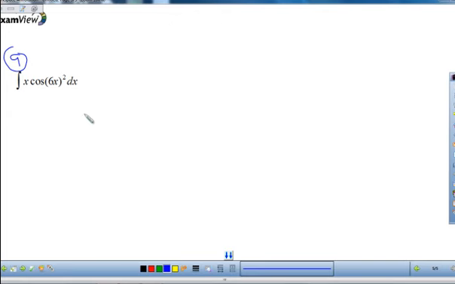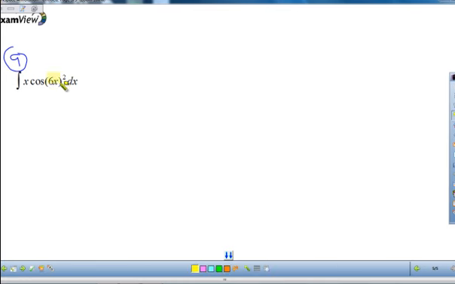Okay, so number 9, we're going to take the antiderivative of x cosine 6x squared. So what we do for this one is, once again, we go through these steps and we go, okay, use substitution. Sorry, we do the algebraic method first. Okay, so there's nothing really to simplify. We try to use substitution.